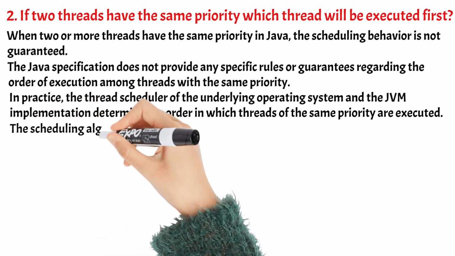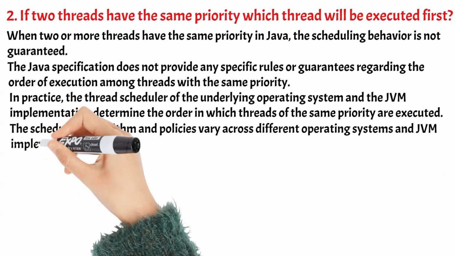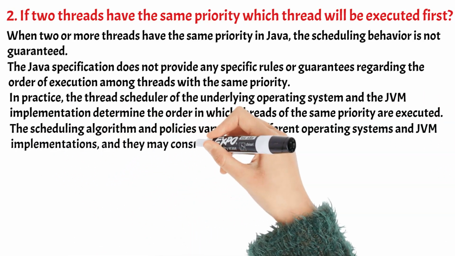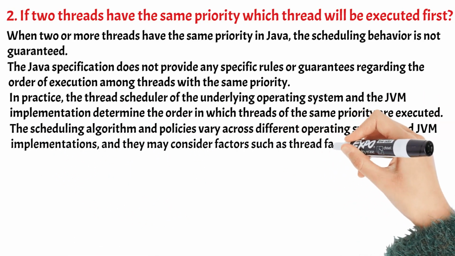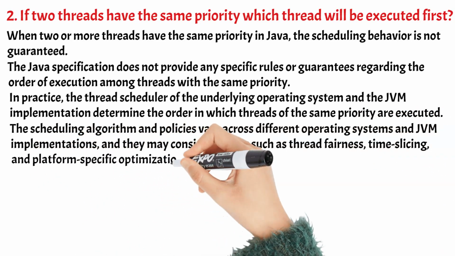The scheduling algorithm and policies vary across different operating systems and JVM implementations, and they may consider factors such as thread fairness, time slicing, and platform-specific optimizations.